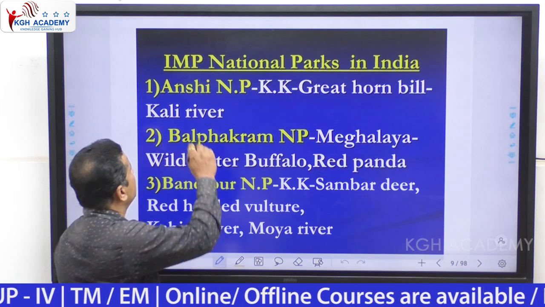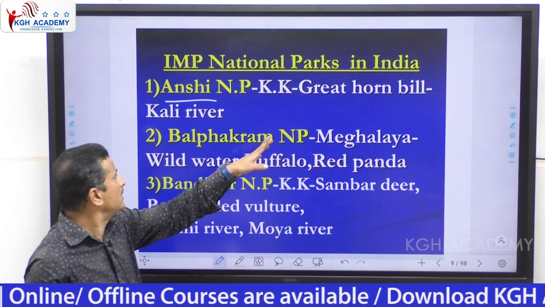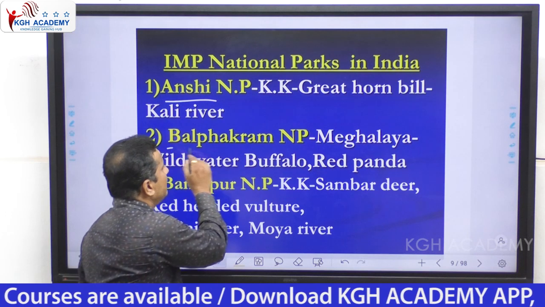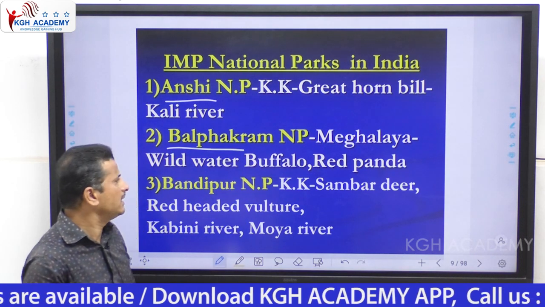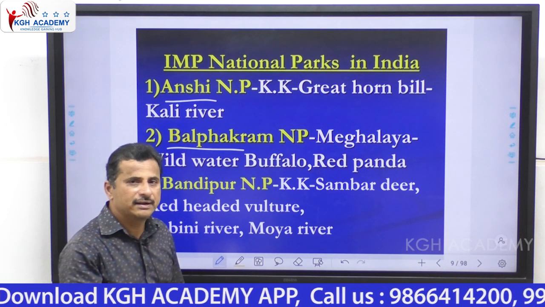First one, Anshi National Park, Karnataka. The main animal is the great hornbill, and the Kali River is present here. Second one, Balpakram National Park, Meghalaya. The main animals here are wild water buffalo and red panda.